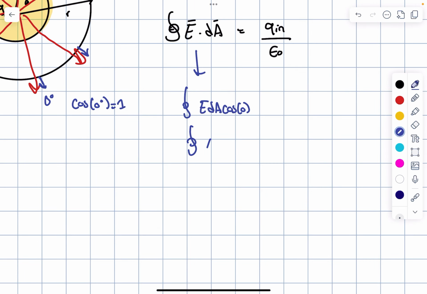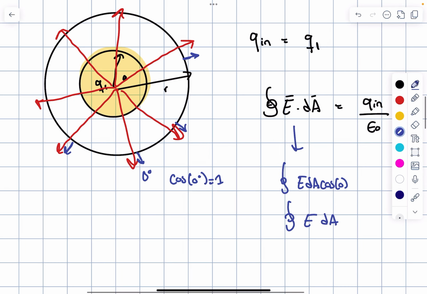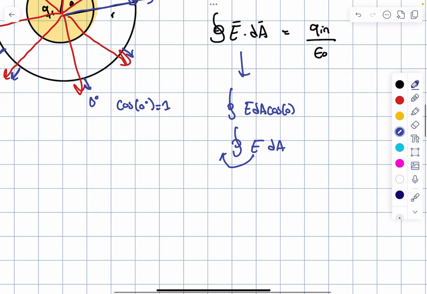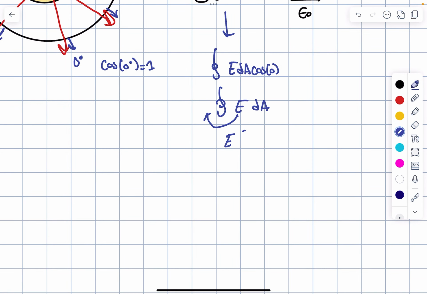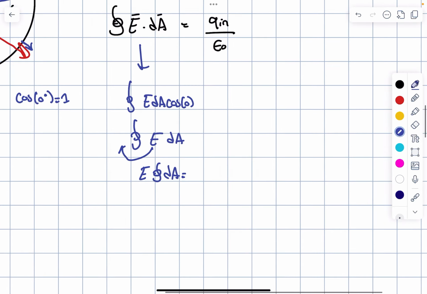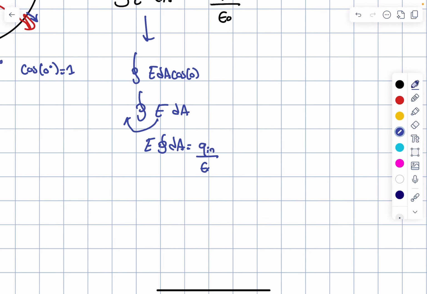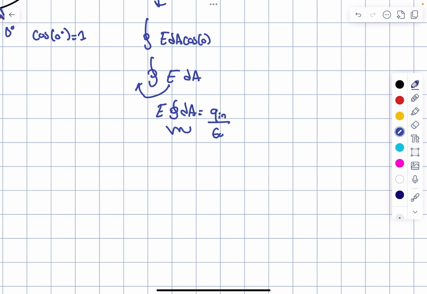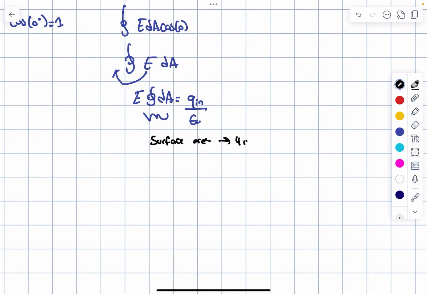which I can then write as E times dA. Now I also know that my electric field is going to be constant at every point R. So here it's going to have a certain value pointing in this direction radially outwards, but here it's also going to have the same magnitude pointing also radially outwards. Because E is a constant, I can take it outside of my integral, and then I get this. And this is equal to Qin over epsilon naught. Now this here is just asking me to figure out what the surface area is. I know what the surface area of a sphere is, and that is 4 pi r squared.